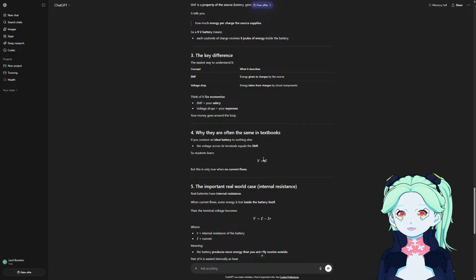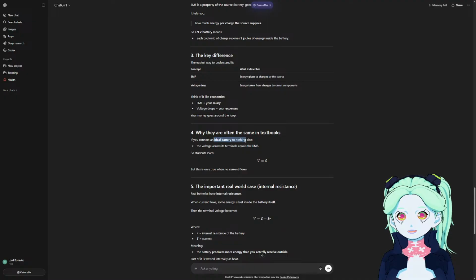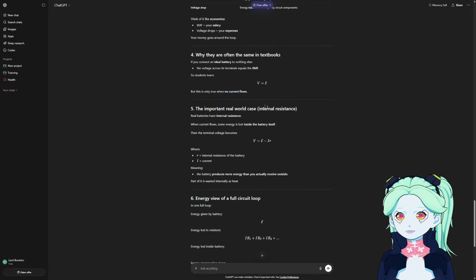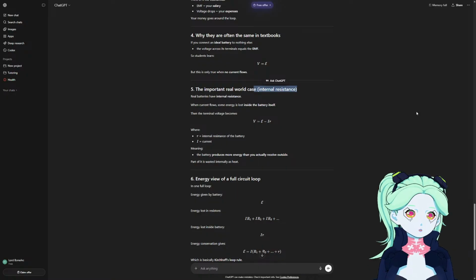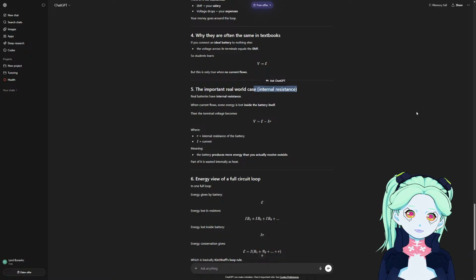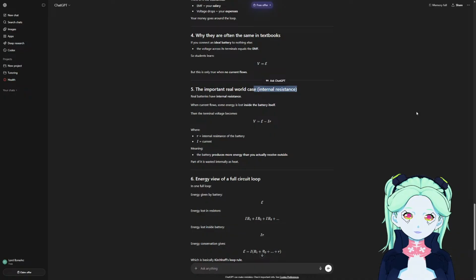Okay? So if it's not connected to anything, its voltage difference is equal to its EMF. Well, no duh. But this is only true when no current flows. The important real-world case, internal resistance. Real batteries have internal resistance. When current flows, some energy is lost inside the battery itself.